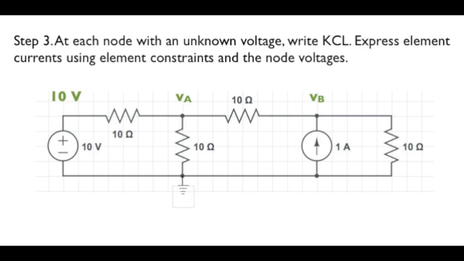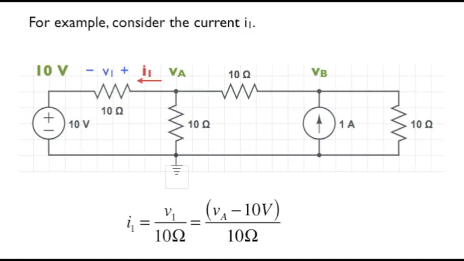The third step is to write KCL at each node for which we have an unknown node voltage. In writing KCL, express the currents using element constraints and the node voltages. As a specific example, consider the current labeled I sub 1 here. The elements are resistors, so the element constraint or the element equation is simply Ohm's law, and I sub 1 is equal to V sub 1 divided by R. And please note the use of passive sign notation here. So the resistor voltage V sub 1 is expressed in terms of the node voltages as V sub A minus 10 volts.